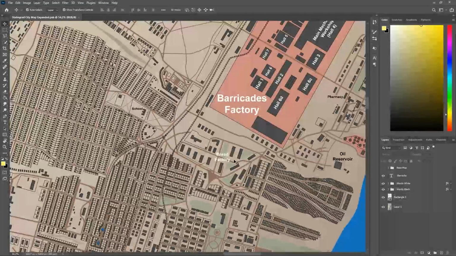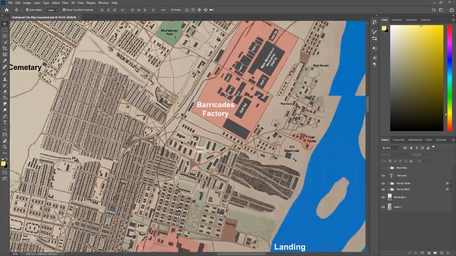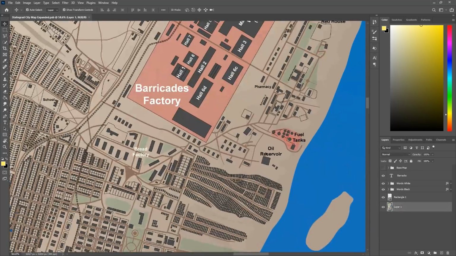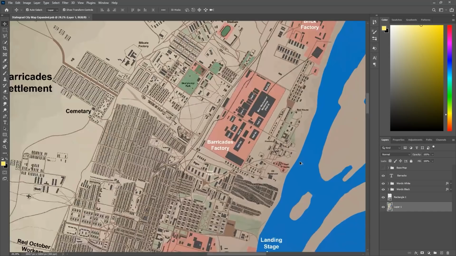Barricades, bread factory. There's a few bread factories, but this one is actually here. I put it in the wrong position. That's the bread factory. More fuel tanks. See, it could be these ones. I'm not sure which ones were the ones that blew up. So, Anton Jolly, if you're watching this, tell me which ones it was.